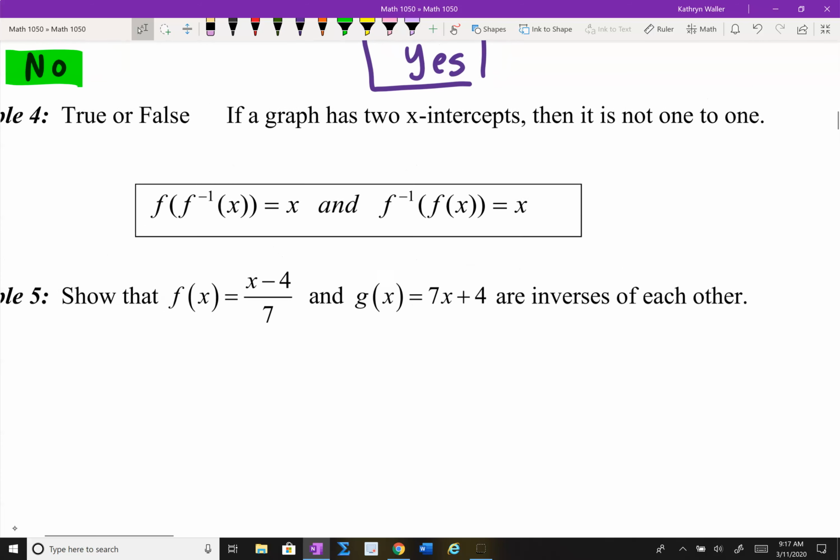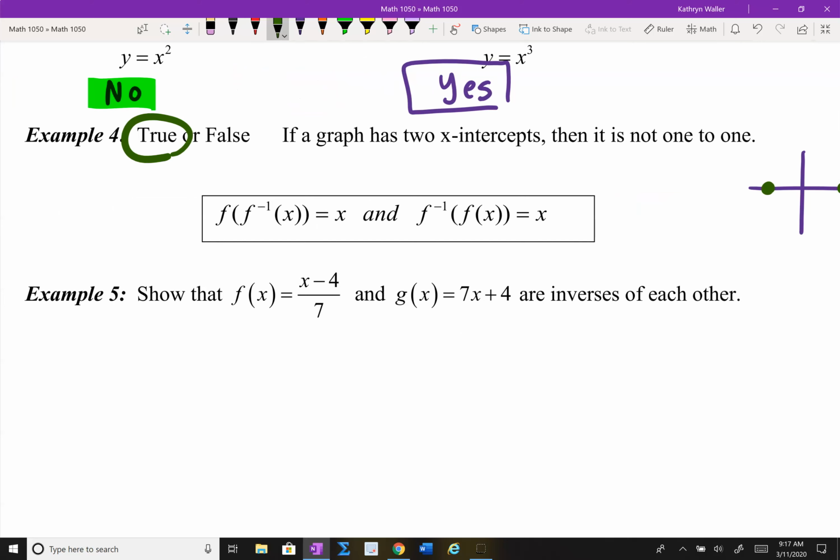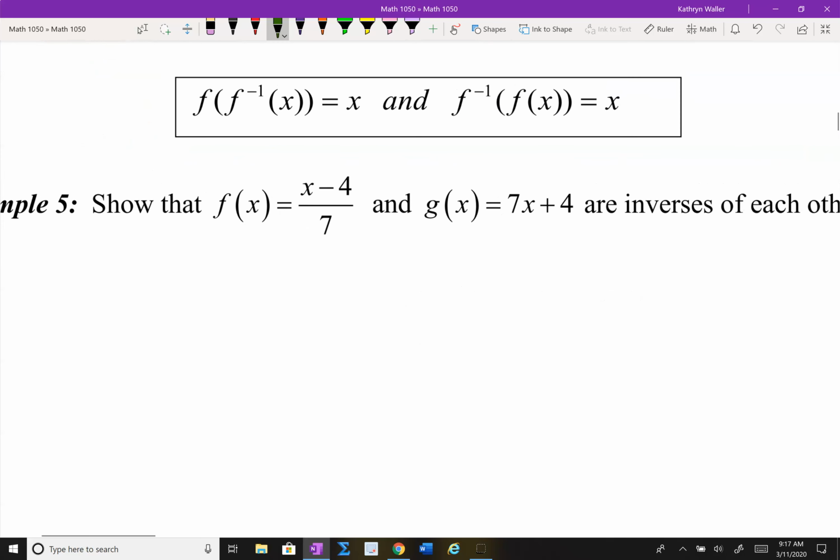Okay, question 4. If a graph has 2 x-intercepts, then it is not one-to-one. So you guys, I'm telling you, whenever I get a question like this, I always draw the picture, okay? So just draw an xy axis, and then give it 2 x-intercepts. And you could draw a graph that satisfies that, like a circle or a parabola, whatever. But is that graph one-to-one anymore, guys? No, it's not. So if a graph has 2 x-intercepts, then it is not one-to-one. That is a true statement because it fails the horizontal line test. Okay?